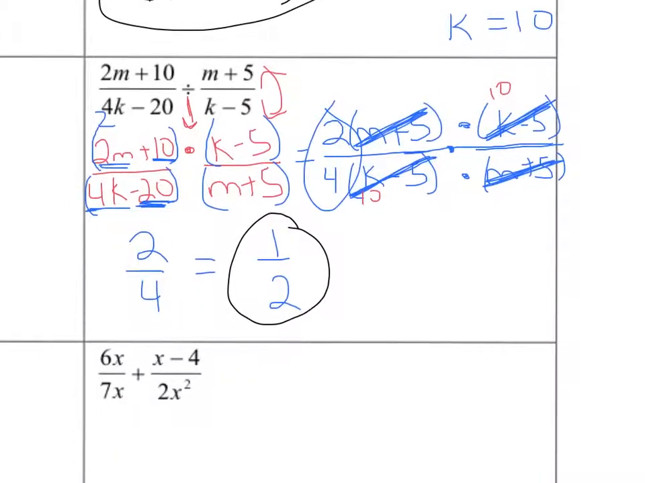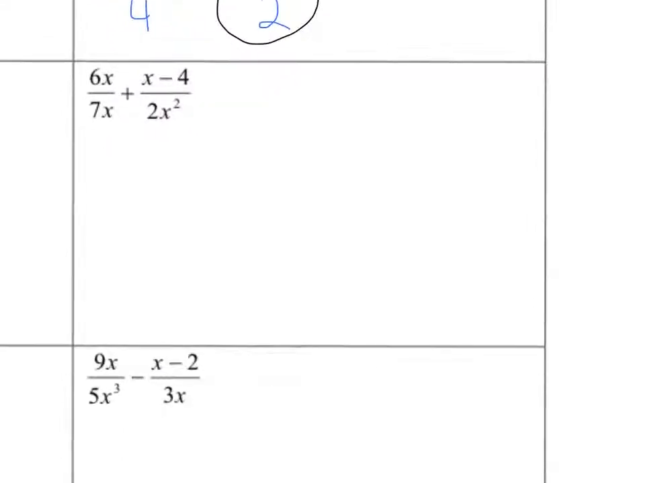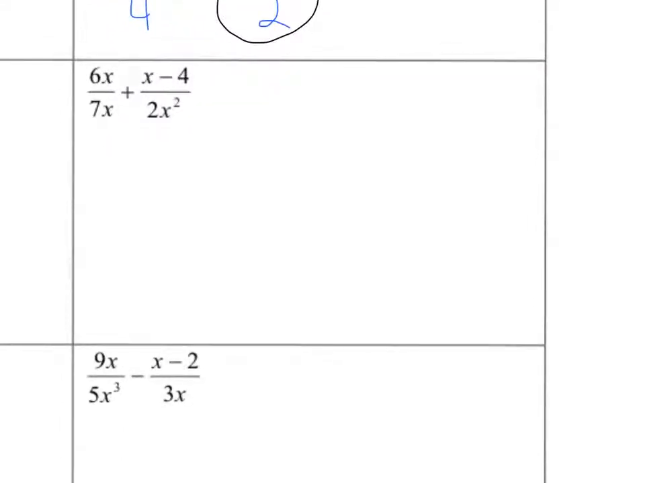On the third problem, we have addition, and our favorite thing to do is find a common denominator. So we look at 7 and 2. Well, we don't really have any factors. So 7 times 2 is 14. So I need to multiply this by 2 to get 14, top and bottom. And over here, I need to multiply 2 by 7. And that means I have to multiply this piece on top by 7.